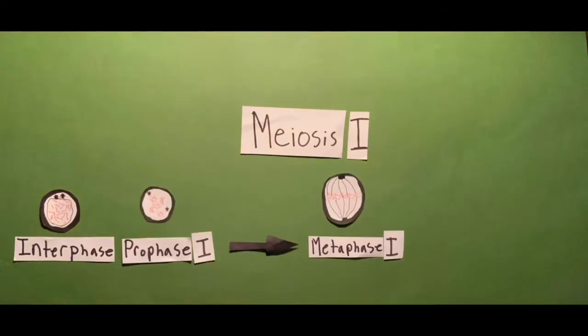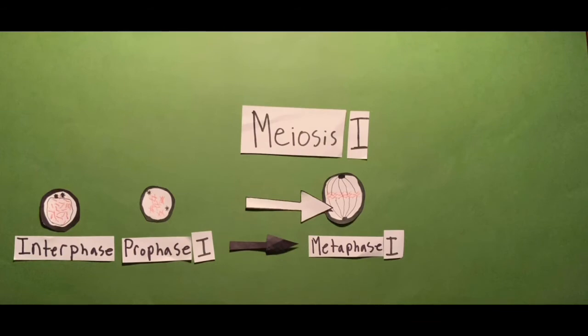The second stage of meiosis is known as metaphase 1. Here, the chromosomes that have paired up with their homologous chromosome line up at the middle of the cell. These pairs are known as the tetrads. Spindle fibers attach to the centromeres of the tetrads.